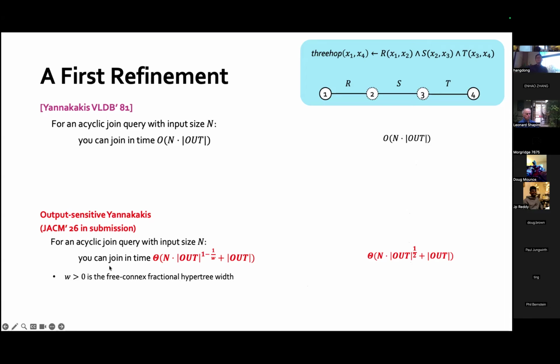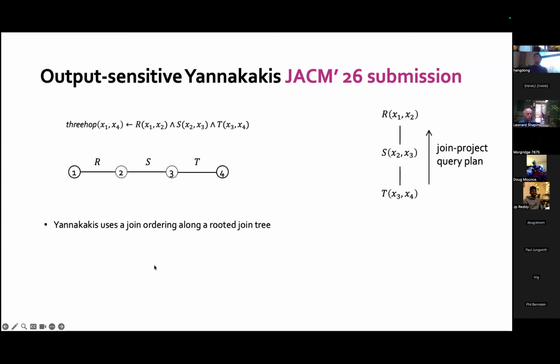And this W, if you want to know, is called the free-connex fractional hypertree width. Just some jargon there. What's interesting is that this bound is tight, whereas this bound was not. Remember that there was a free-connex version that was already tight, but for this one, the tightness was open for a bit. So that was quite exciting.